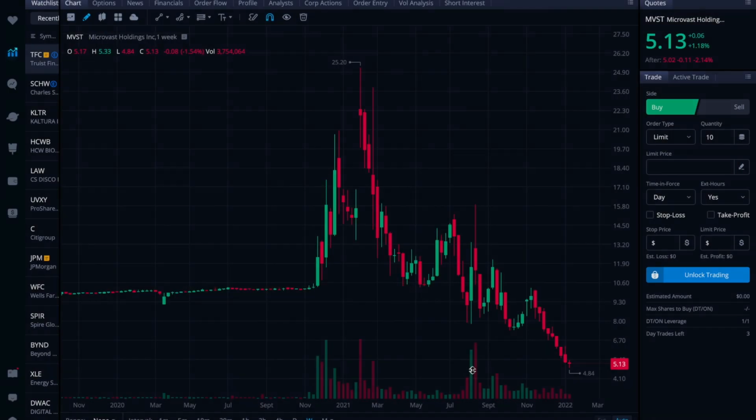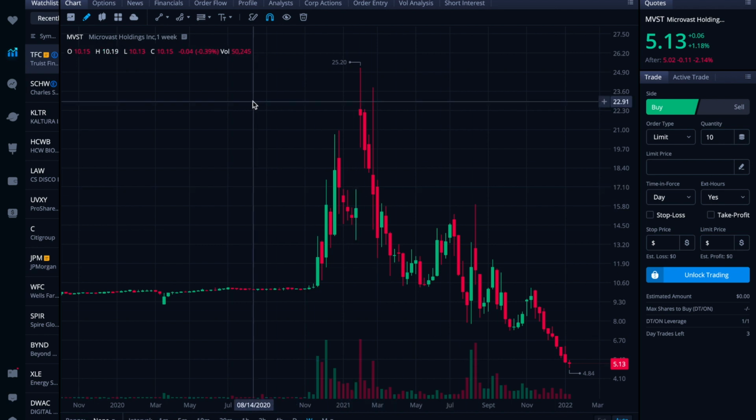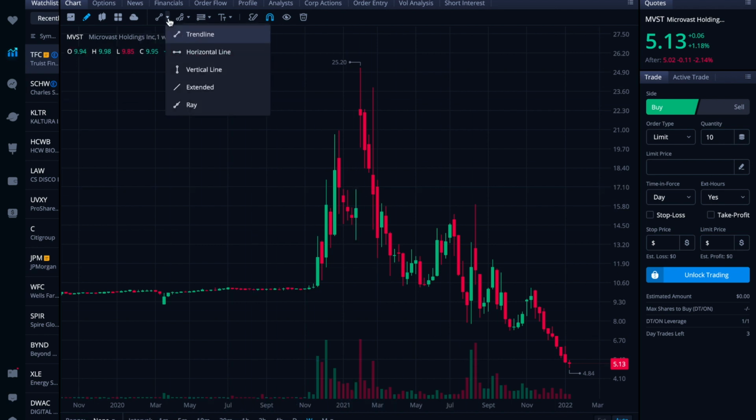All right, folks, here we are on Monday, January 17th. We're going to take a look at Microvast today. I had a request to take a look at this chart and thought I'd do so in advance of the trading week ahead, since it's a short one especially.